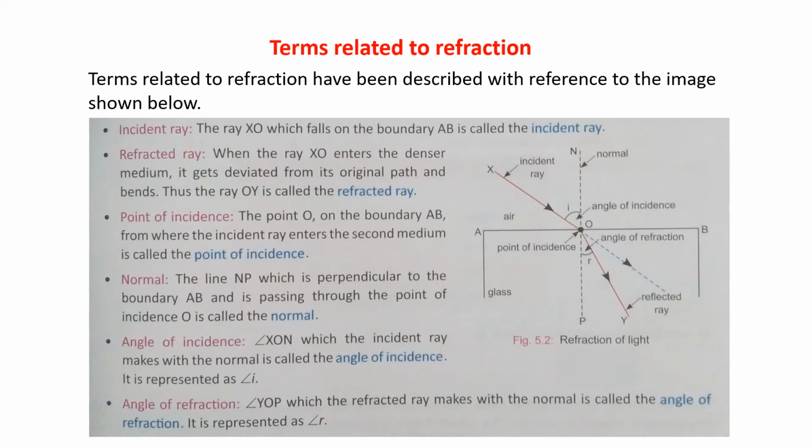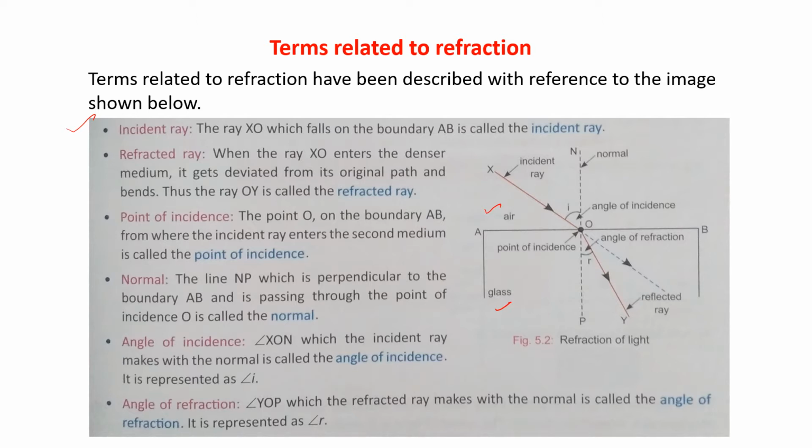Terms related to refraction. The first one is the incident ray. The ray XO, which falls on the boundary AB, is called the incident ray. Now, what is a boundary? We have taken two media. One is the air medium, another is the glass medium. Air is the rarer medium and glass is the denser medium. Now, which line differentiates the two media, that is air and glass? This AB, this interface, is known as the boundary AB.